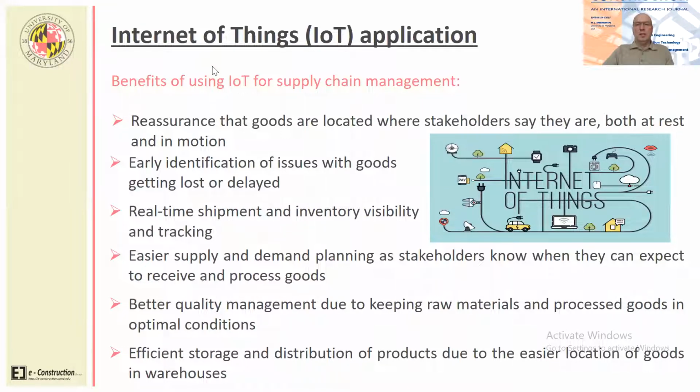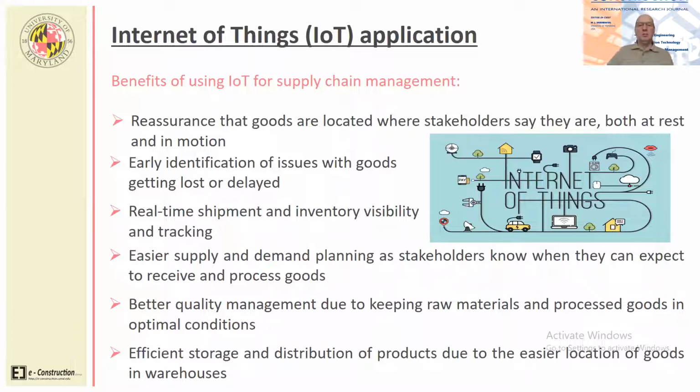So the issues that can be handled using this type of technology are multiple. There are many benefits of using Internet of Things for supply chain management. So here are just a list of several of these benefits. Reassurance that goods are located where stakeholders say they are, both at rest and in motion. So being able to track your goods that are traveling. This technology was pioneered by shipment companies such as Federal Express in the US or UPS, United Parcel Service, and many similar services originating from other parts of the world.